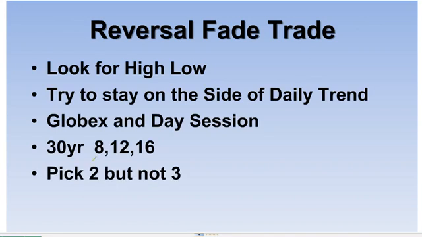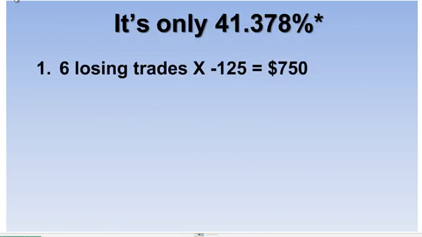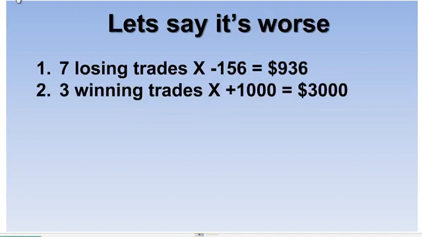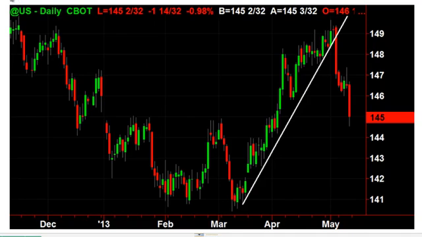Now, I prefer the 8 and the 16. So pick two. Don't do all three. Either do the 8 and the 12, or the 12 and the 16, or the 8 and the 16. I prefer to trade the 8 and the 16. That's just my style. You pick any two, but don't do all three. Remember, this trade works 41.3% of the time, but even if it only works 30% of the time, it's still going to come out a winner for you.